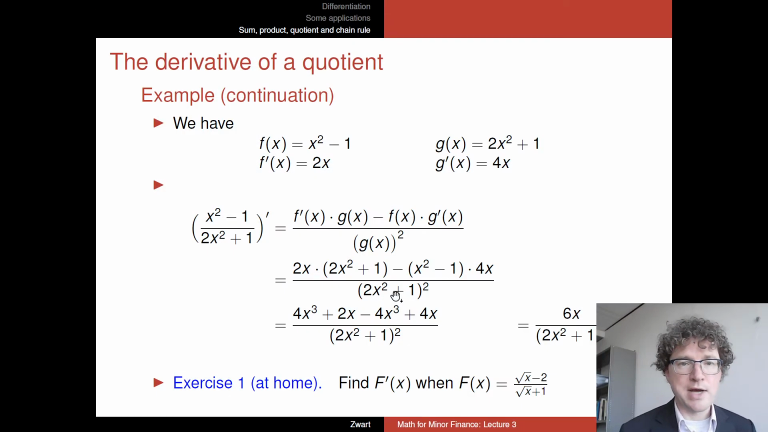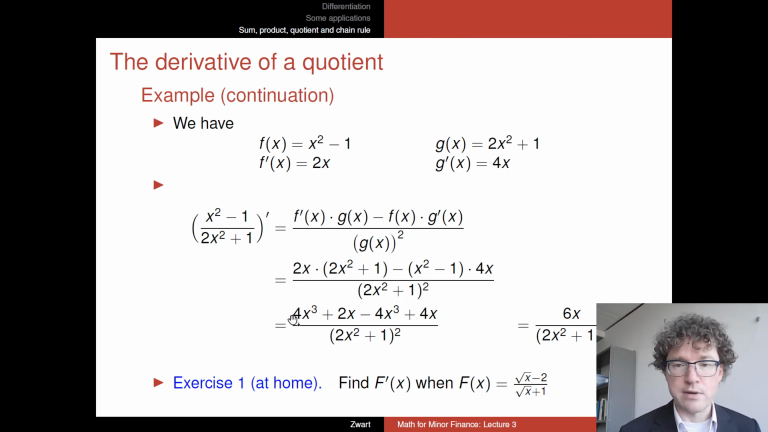So here we are. We had this f, which was the numerator, the x squared minus 1. And we had the g, which was the 2x squared plus 1, the denominator of this expression. We already pre-compute separately what the derivatives of those two functions are. F prime is just 2x, G prime is 4x, and then we can compute the derivative of this quotient by using the quotient formula, which is reproduced over here, and plugging in the expressions that we have on top.